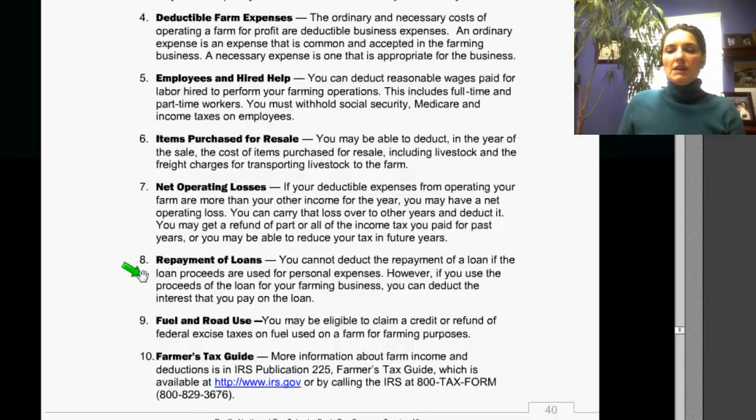Repayment of loans. You cannot deduct the repayment of a loan if the loan proceeds are for personal expenses. However, if you use the proceeds of the loan for your farming business, you can deduct the interest that you pay on the loan. Fuel and road use. You may be eligible to claim a credit or refund of federal excise taxes on fuels used on a farm for farming purposes. And finally, Farmer's Tax Guide. More information about farm income and deductions is in Publication 225, Farmer's Tax Guide, which is available at this URL or by calling the IRS at the numbers shown below.